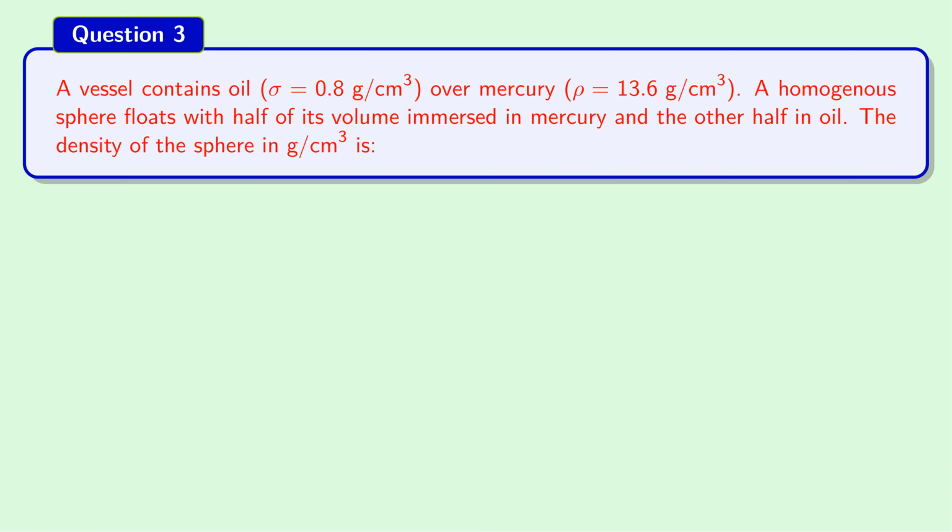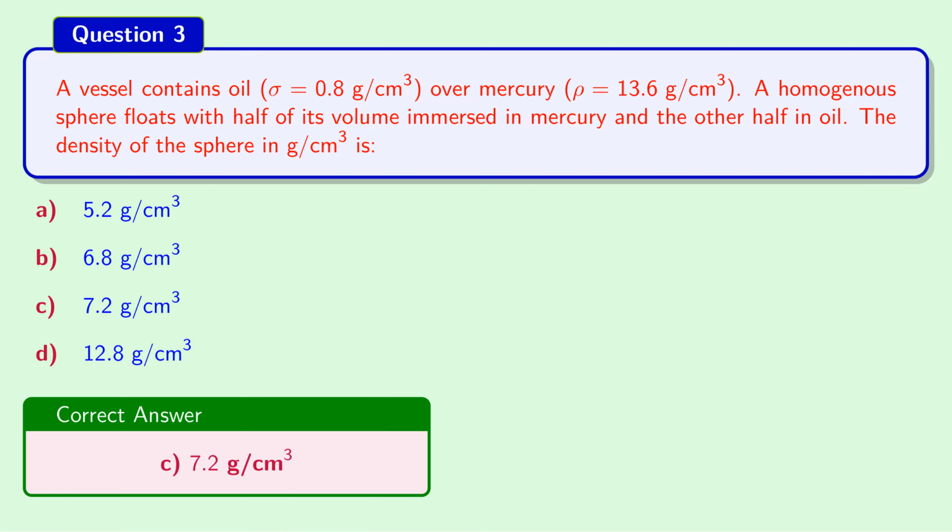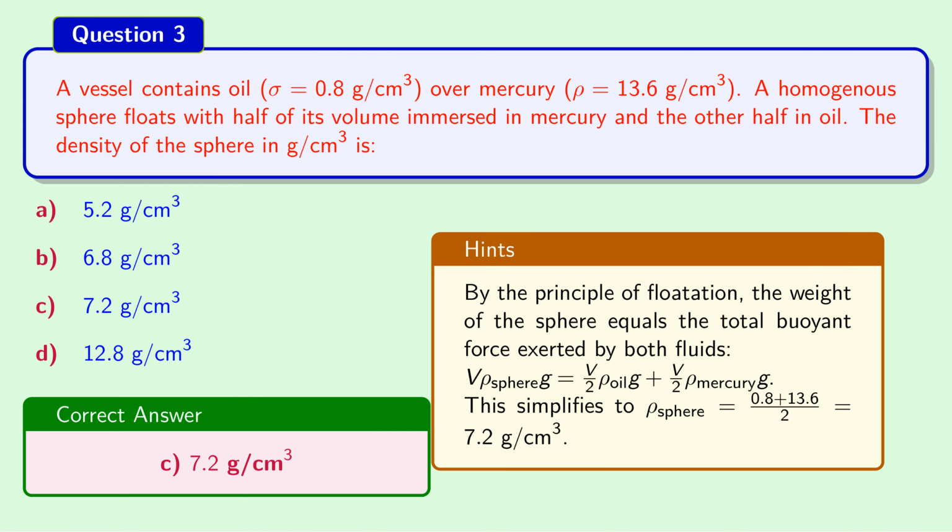Question 3. A vessel contains oil of density 0.8 gm per cc over mercury of density 13.6 gm per cc. A homogeneous sphere floats with half of its volume immersed in mercury and the other half in oil. The density of the sphere is gm per cc. Here your options are displayed as A. 5.2 gm per cc, B. 6.8 gm per cc, C. 7.2 gm per cc, D. 12.8 gm per cc. Correct answer is option C, 7.2 gm per cc. Quick tip for this question.